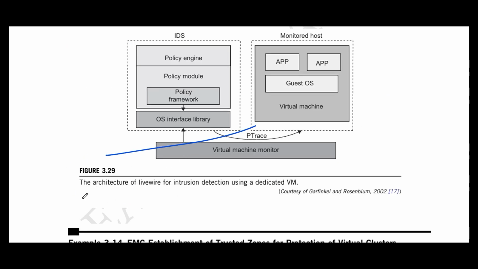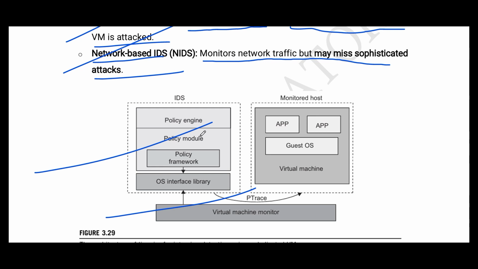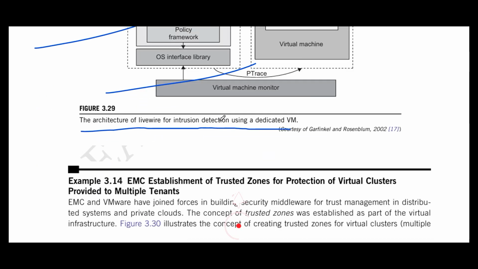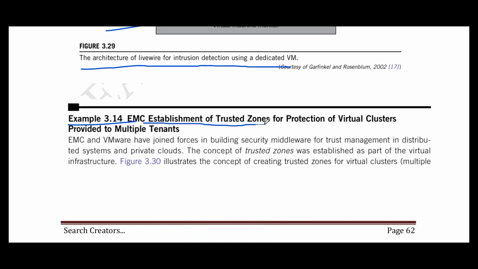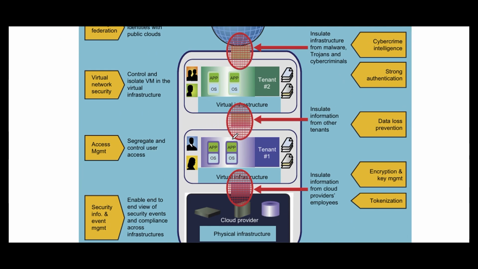Next, in this figure, we can observe the architecture of Livewire for intrusion detection using a dedicated VM. For the intrusion attack diagram, you can refer to this figure. In Example 3.14, the establishment of trusted zones for protecting virtual clusters provided to multiple tenants is given. Some theory content is given below; you can go through it.